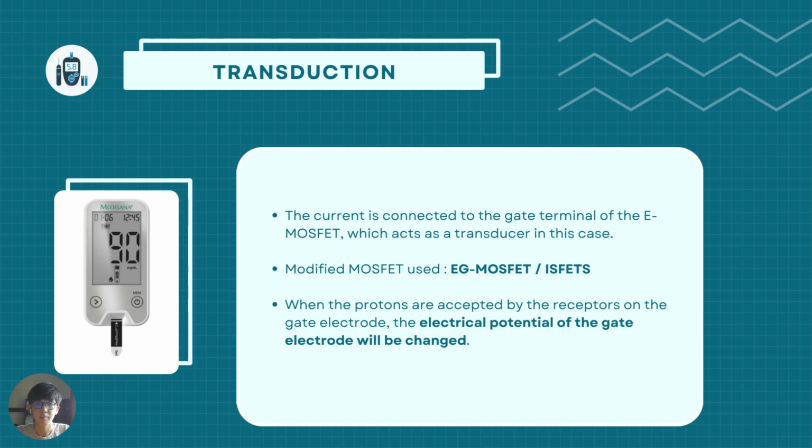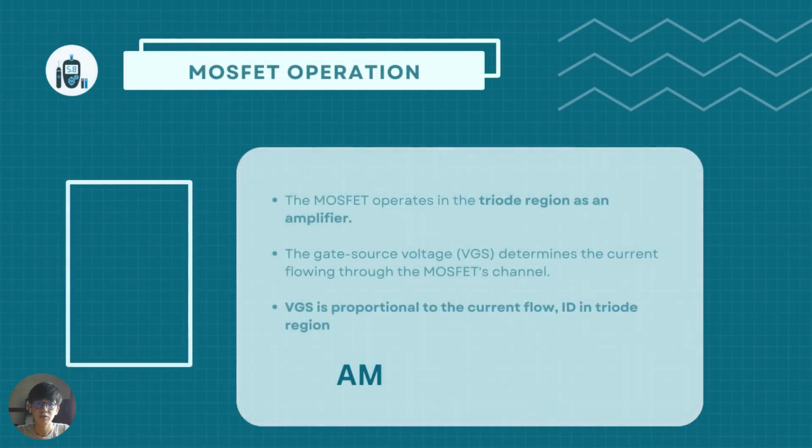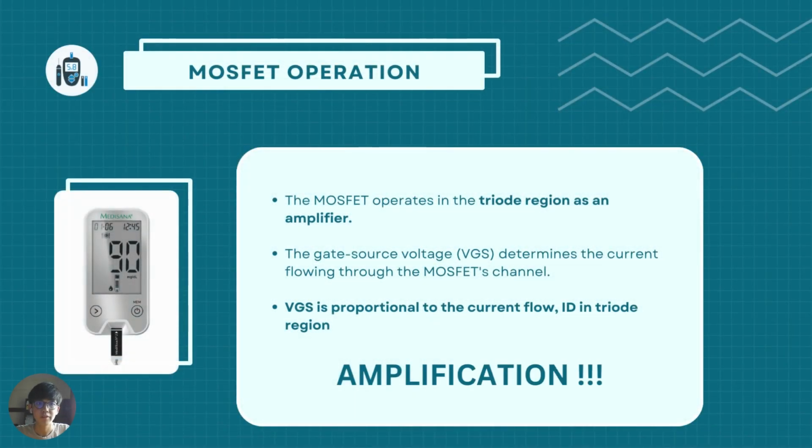When the protons are accepted by the receptors of the EG-MOSFET and ISFET, the electric potential of the gate electrode will be changed. The changing VGS will operate the MOSFET, as the MOSFET will operate in the triode region as an amplifier. The VGS will determine the current flowing through the MOSFET channels, and VGS is proportional to current flow in the triode region. So the more the VGS increases, the more current flows in the MOSFET. That carries out the amplification function of the MOSFET.